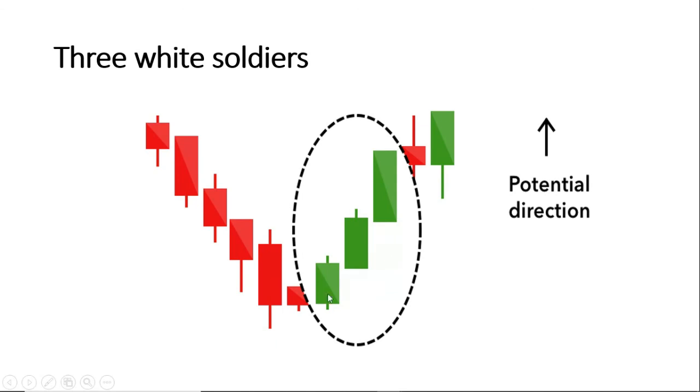See, for example, this has opened at this point and ended here. The next day it has opened at the same place and shot up to here. From here again, the candle has started on the next day and again shot up to here. Whenever you find this kind of pattern, it is a sign that the bulls are going to enter the market.